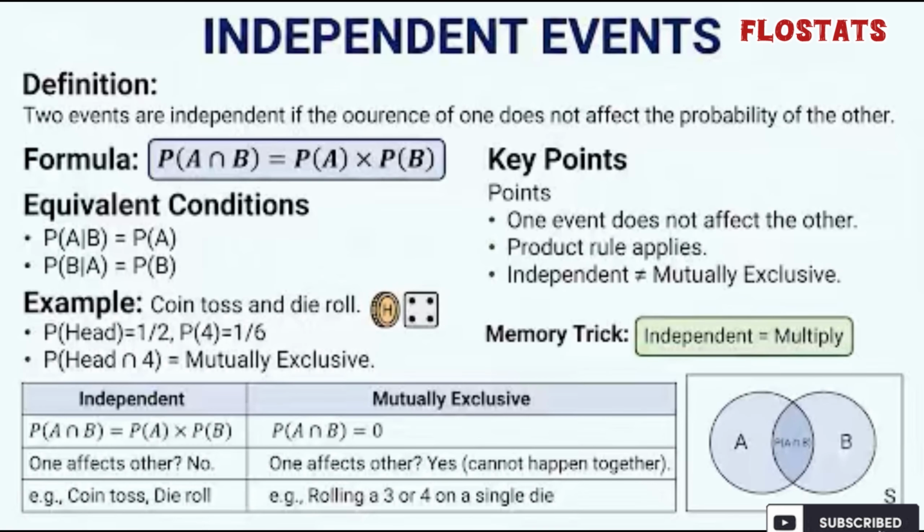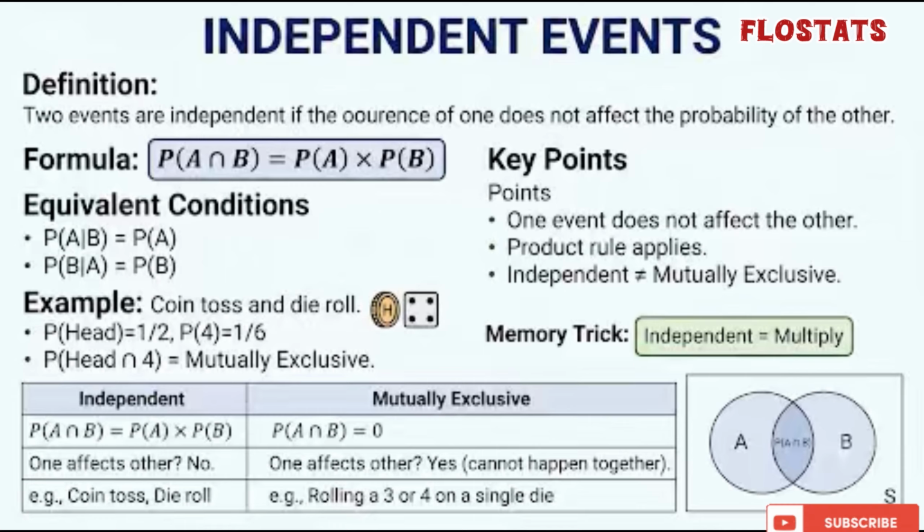Let's learn independent events. Two events are called independent if the occurrence of one event does not affect the probability of the other. To find the probability of both independent events occurring together, simply multiply their individual probabilities. Another important point is that even if one event has already occurred, the probability of the other event remains unchanged.